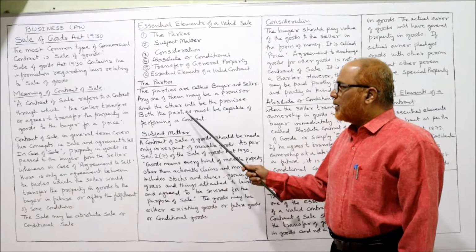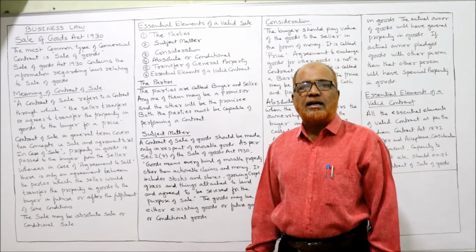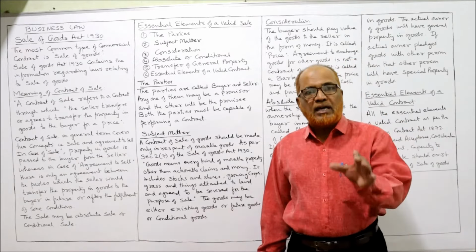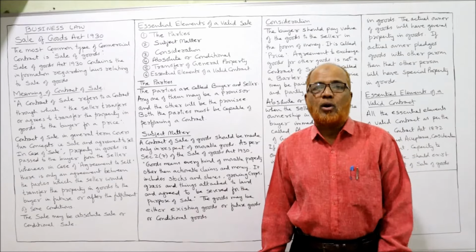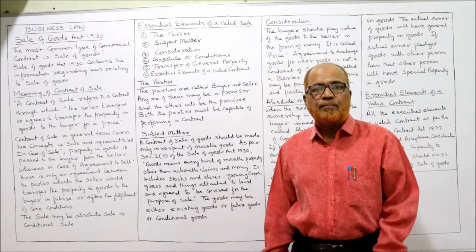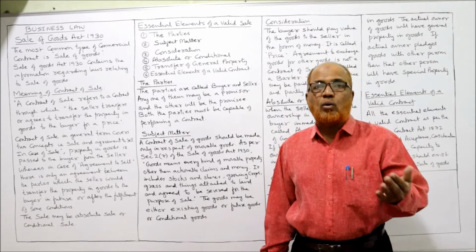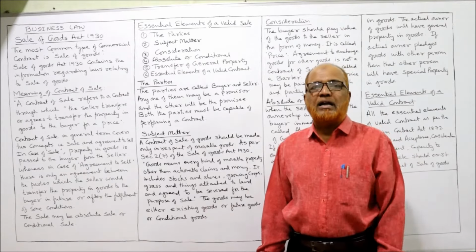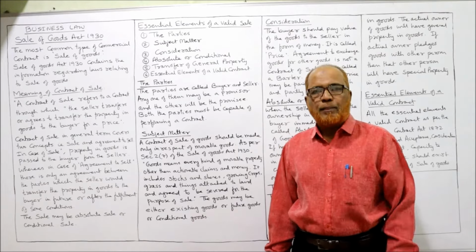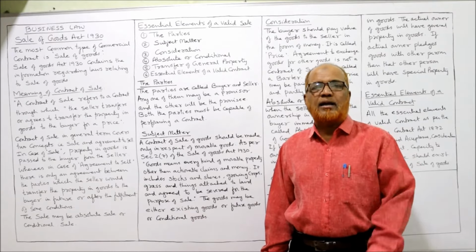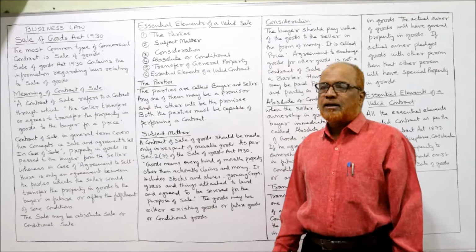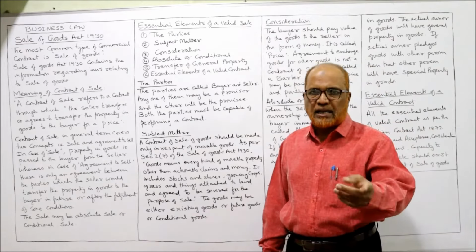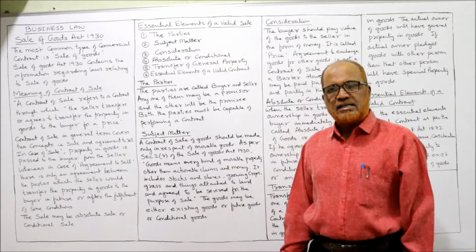Both the parties must be capable of entering into a valid contract. That means both the parties should be major, both should be of sound mind, and both should not be disqualified from entering into a valid contract. The parties should be competent to enter into a contract. So the first one, parties, is completed: two parties, buyer and seller.